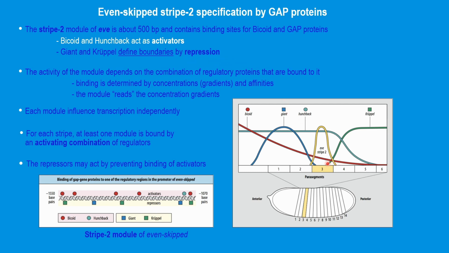This is shown here. We can see Eve stripe 2 of expression. Bicoid is at a certain level in its gradient and hunchback levels are high, while the repressors, krüppel, are strong outside of this parasegment 3, but the levels drop off here, allowing for Eve expression. Similarly with giant, we have a peak of giant in parasegments up to 2, drops down by parasegment 3. And this combination of factors binding to the DNA, these activators and repressors, then allow expression in this defined domain.